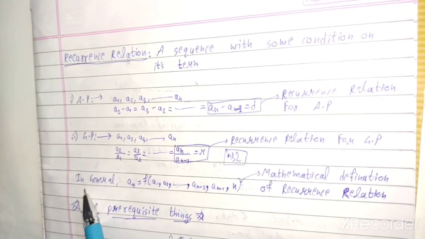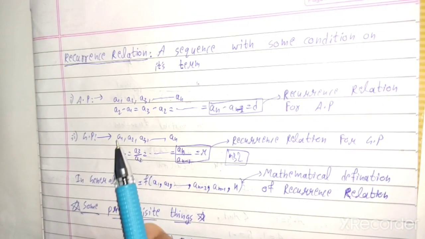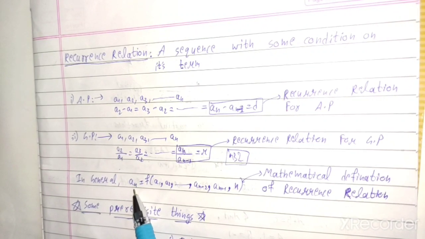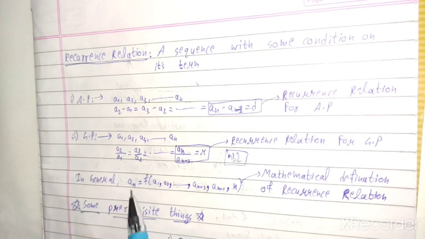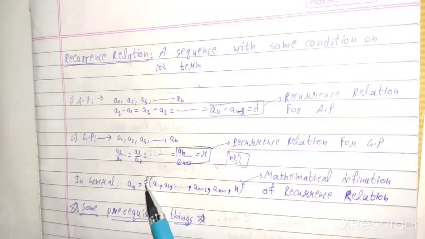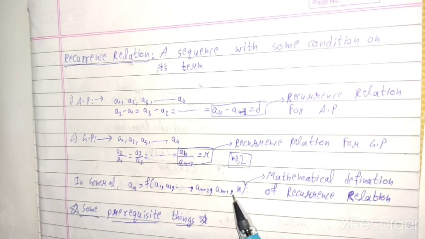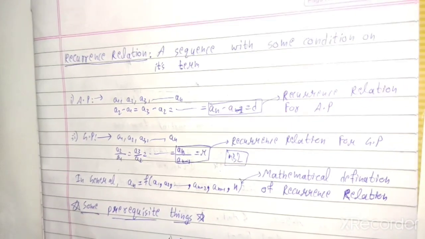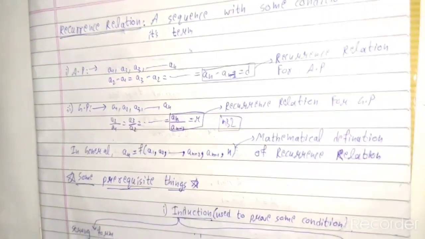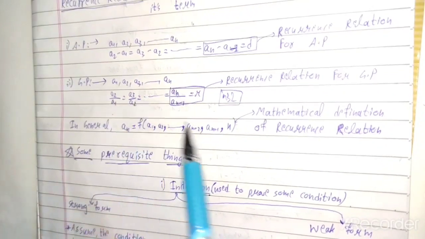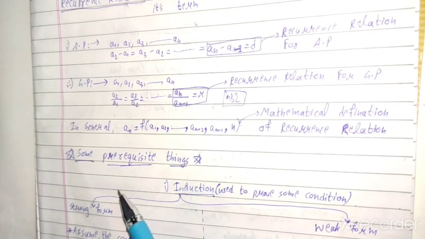Now let's come to the formal definition of a recurrence relation. A recurrence relation is basically where the nth term is some relation, or any kind of operation, of previous terms and n, basically f of some previous terms and n. That is the definition of a recurrence relation. Basically this has to be there, and for solving recurrence relations there are some prerequisite things.